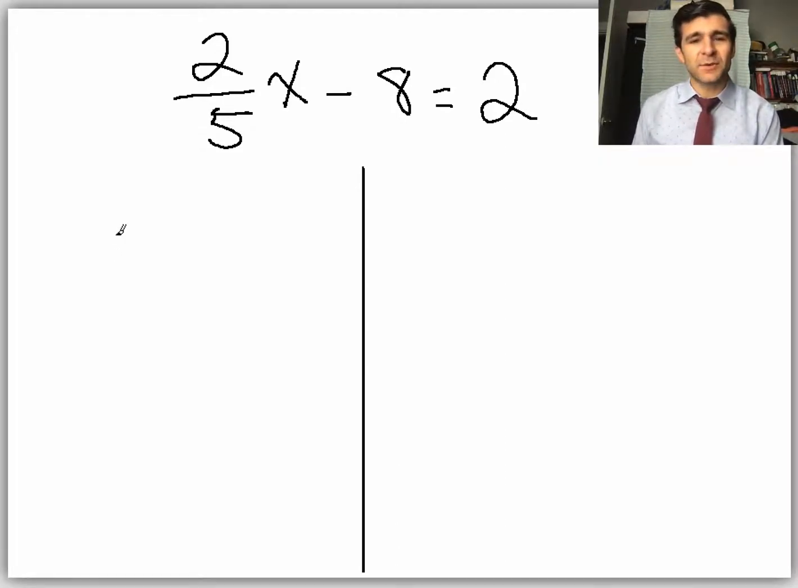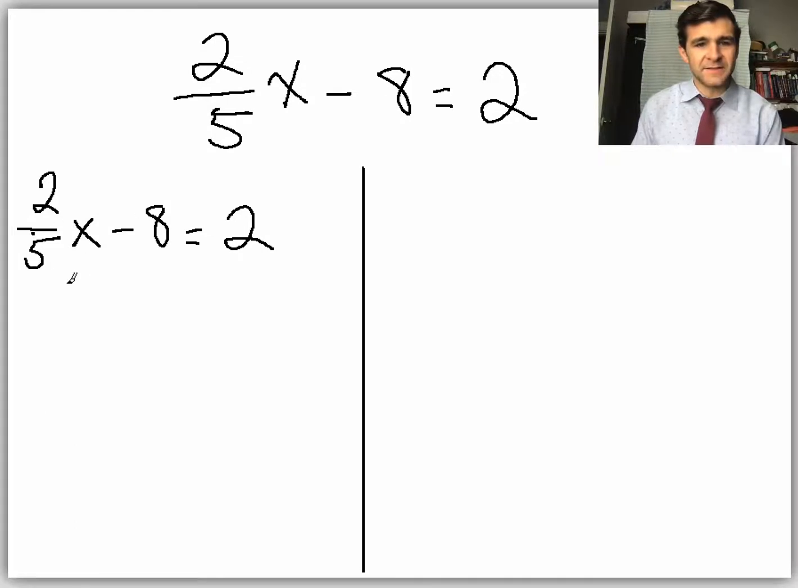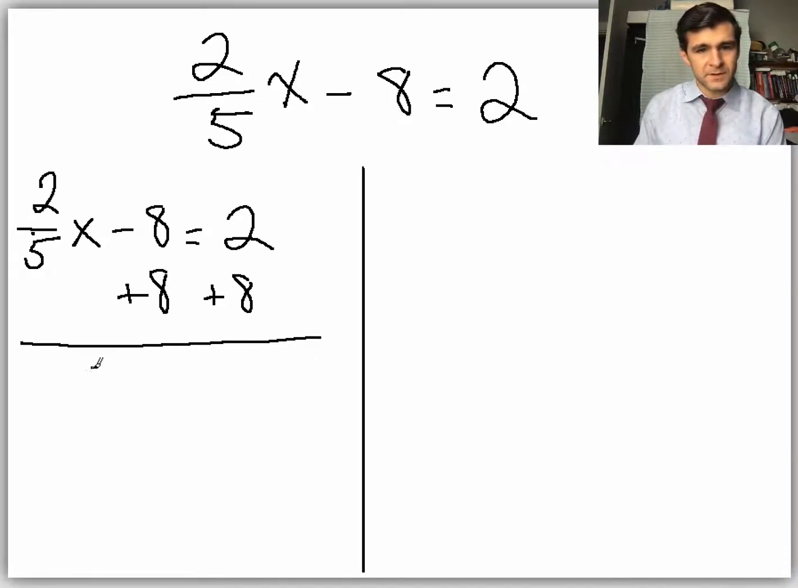So the first way we're going to do this is actually kind of just solve it how we might normally. So I'm going to rewrite this equation. Okay, so because this 2 over 5x and this negative 8 cannot be combined, what do I do here? I'll look to this negative 8 and I'm going to add 8 to both sides. So now I have 2 over 5 x equals 10.